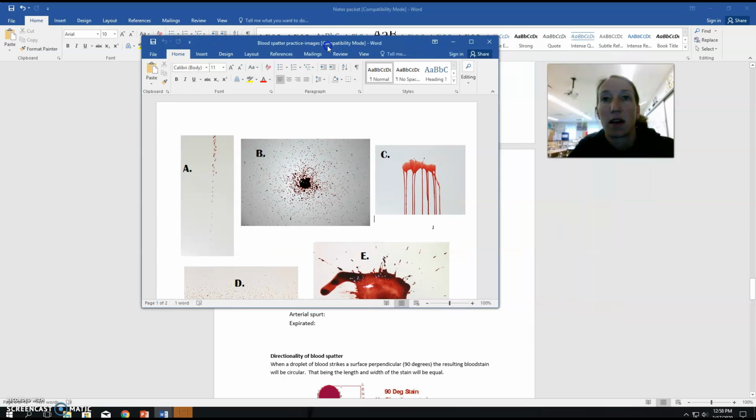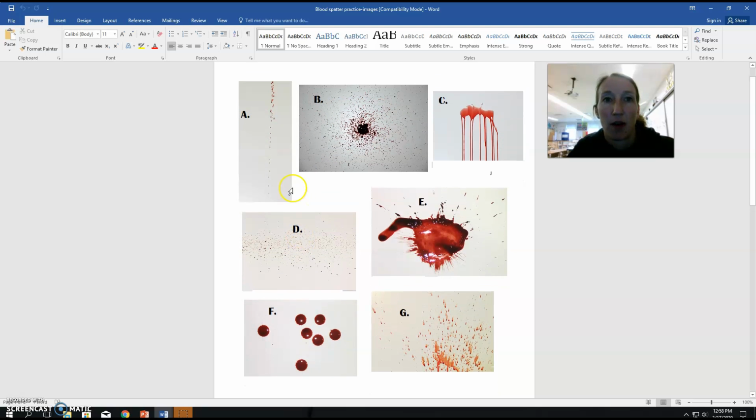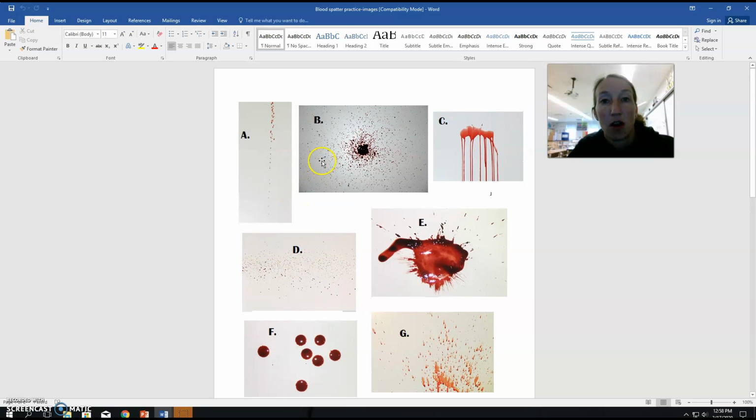Let me pull this up. Okay, we've seen this before. First off, make sure you look through this and know what category it falls under and what type of blood spatter it is. All right, A: this one is projected, and it is cast off, which falls under medium velocity impact spatter. B: this is passive, and it's a drip pattern.